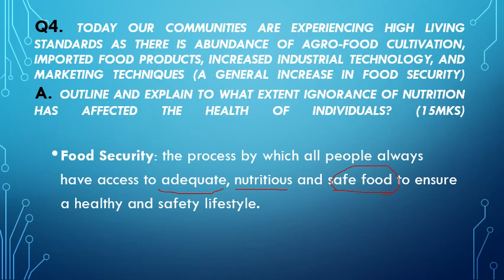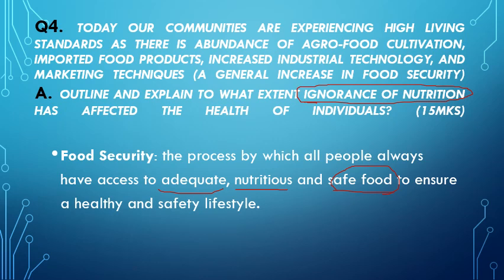in order to ensure what? A healthy well-being. Now, when you look at this question, they have already guaranteed you that there is food security, or there is an increase in food security. So the problem is no longer food insecurity, because there is increase in living standard, there is abundance of food cultivated and that which has been imported, and there's increase in industrial technology. But now they're asking you to align and explain to what extent ignorance of nutrition has affected the health of individuals.